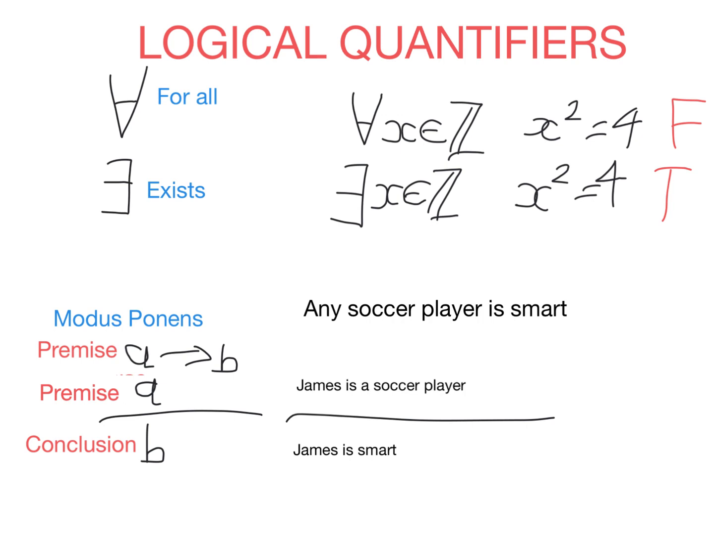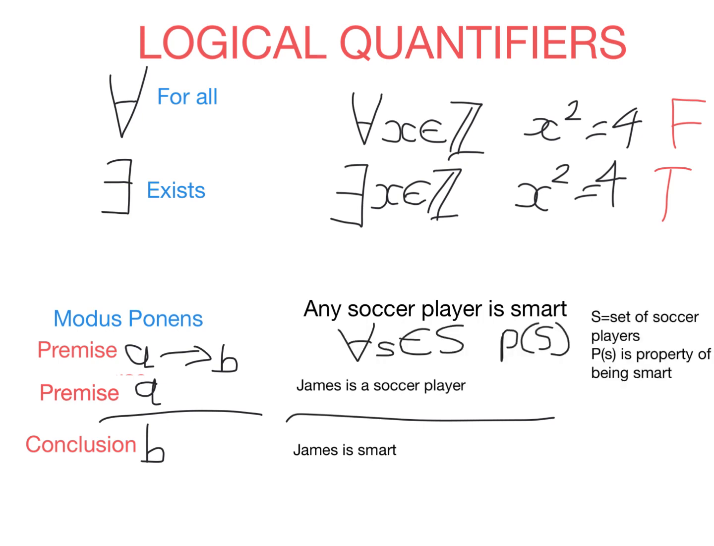So we can use these quantifiers in very simple proofs in logical deduction. So the logical deduction we're looking at is called modus ponens. So that is, if you have a premise that A implies B, then if A is true, you can conclude that B is true. So let's look at this statement here. Any soccer player is smart. So rewriting this statement here using quantifiers, I can write it like this.